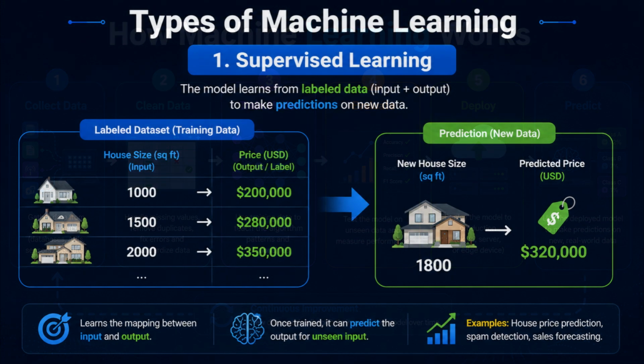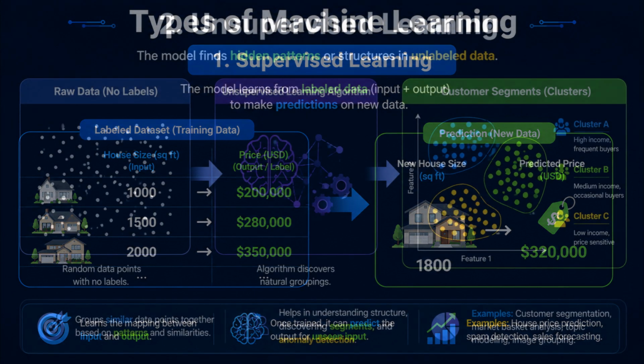Supervised learning uses labeled data, meaning the correct answers are already known during training. The goal is to learn the relationship between inputs and outputs. Common applications include predicting house prices, detecting spam emails, forecasting sales, and identifying diseases from medical data.